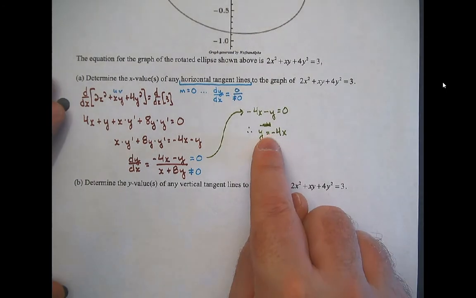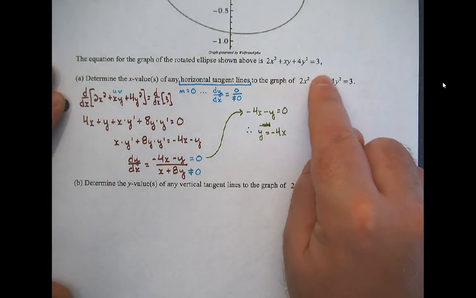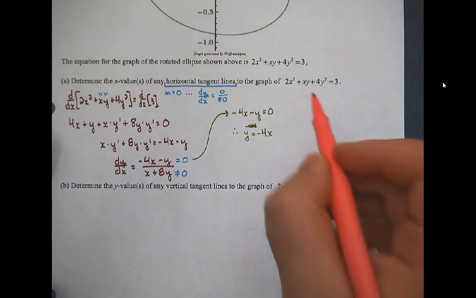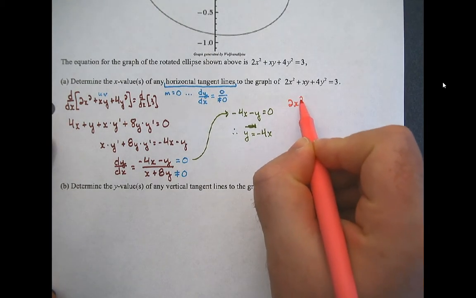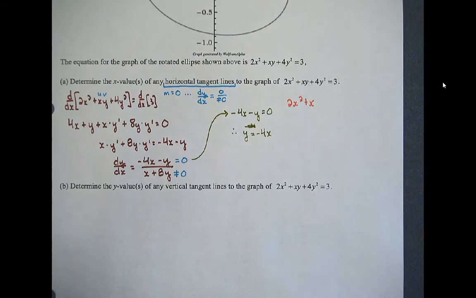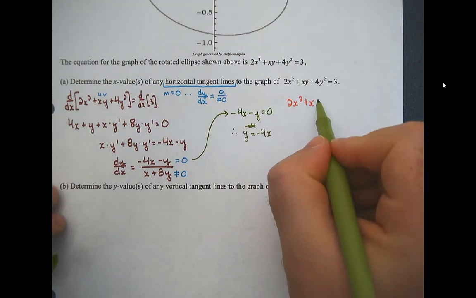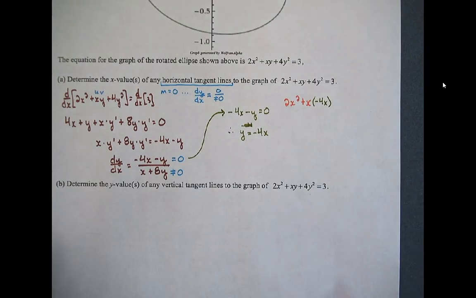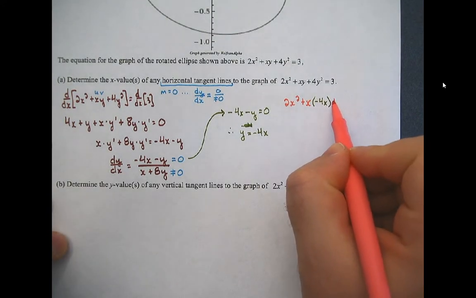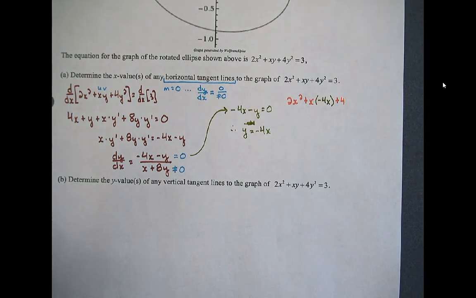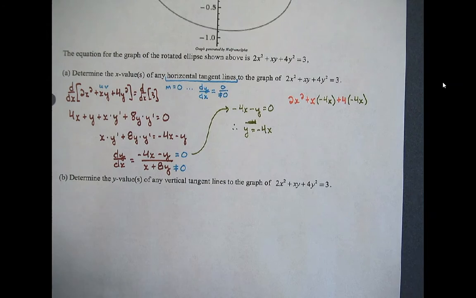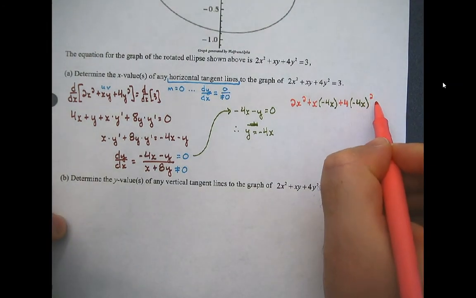So what I'm going to do is take this and plug it back into my point machine, which is my equation. That would look like 2x squared plus x times negative 4x plus 4 times negative 4x squared equals 3.